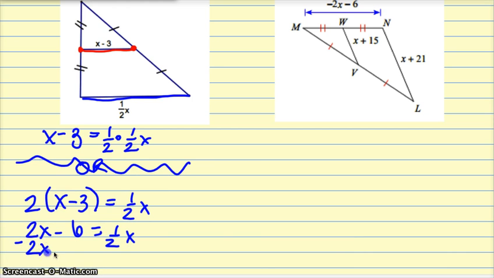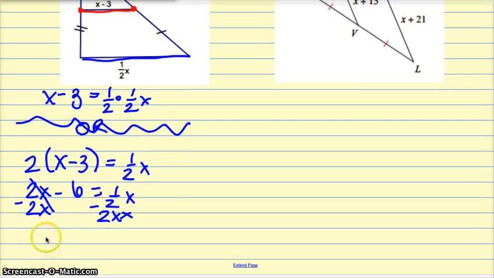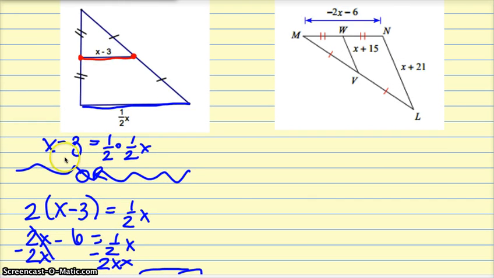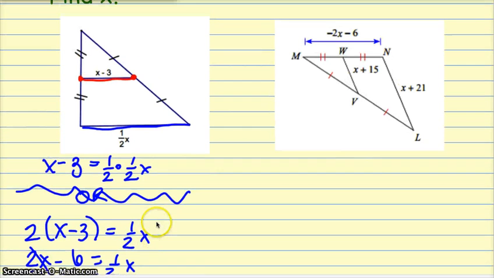I gotta get this by itself over here. So negative 6 is going to equal negative 1.5 x, and that is multiplication, so you can divide by that negative 1.5. You may, most likely, need your calculator here, and you end up with 4. So regardless of whether you say that the short side equals half the long or double the short side is the long, you still will end up getting the same answer.